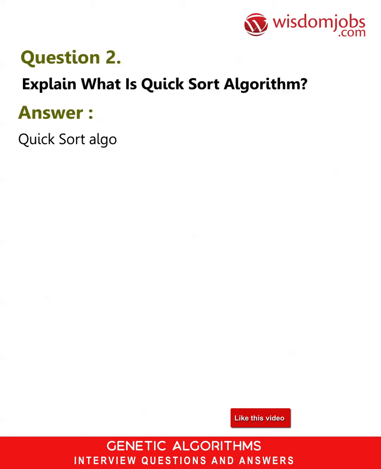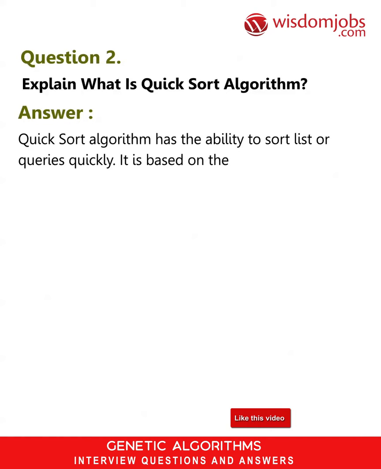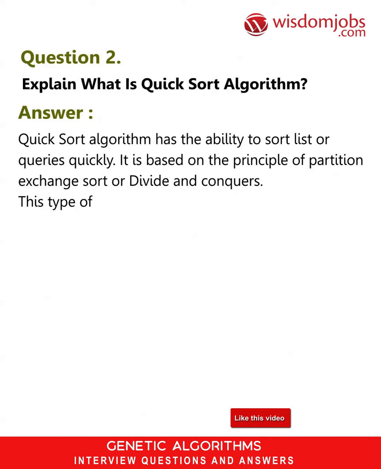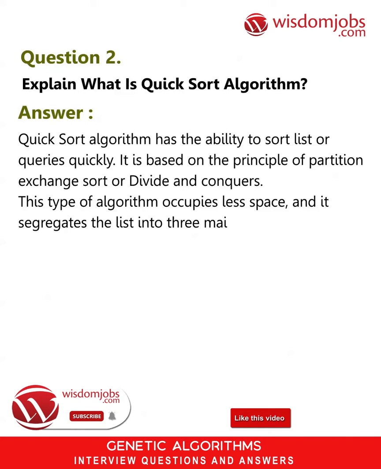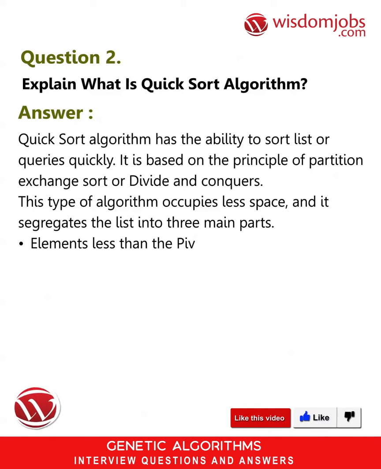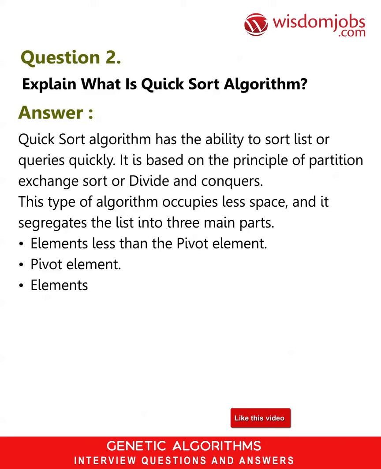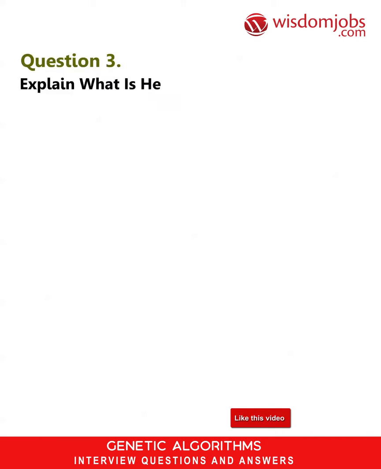Answer. Quicksort algorithm has the ability to sort lists or queries quickly. It is based on the principle of partition, exchange, sort, or divide and conquer. This type of algorithm occupies less space, and it segregates the list into three main parts: elements less than the pivot element, and elements greater than the pivot element. Question 3. Explain what is Heapsort.